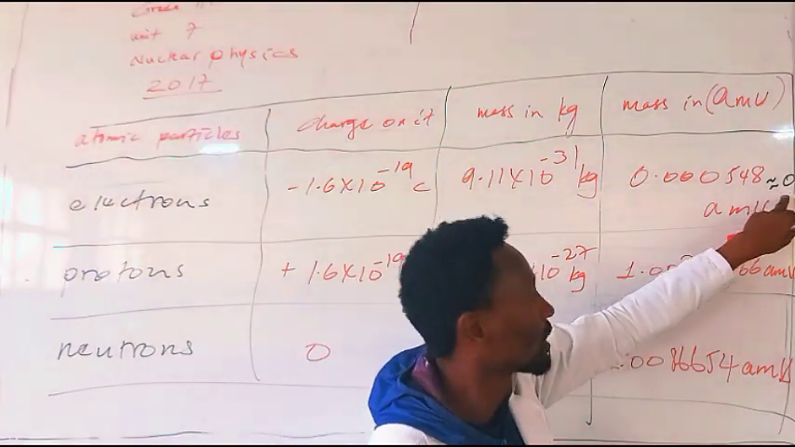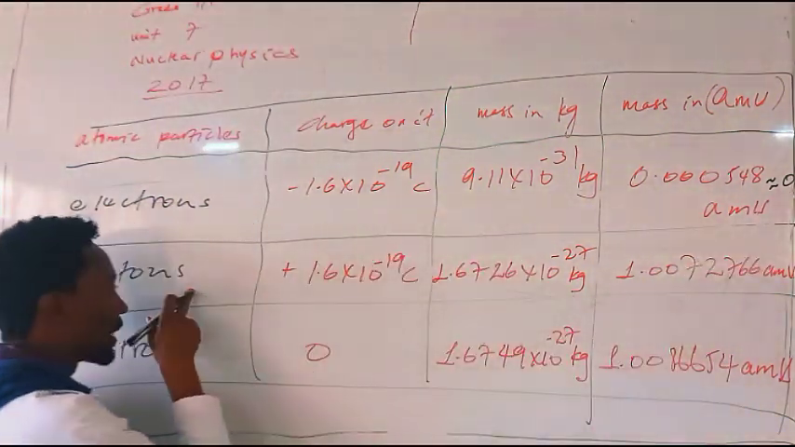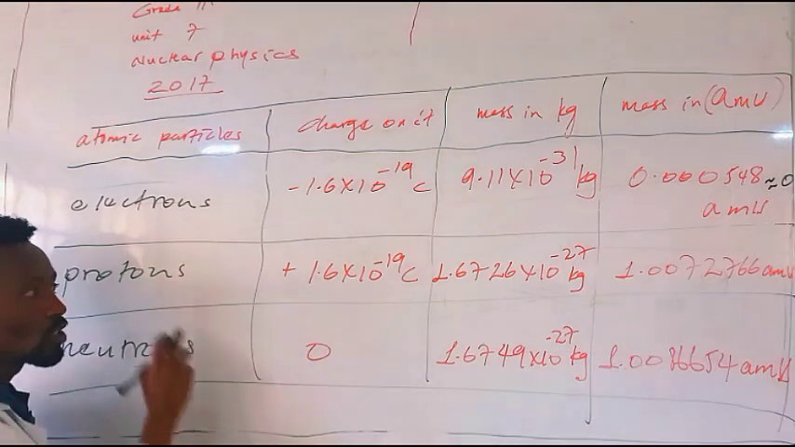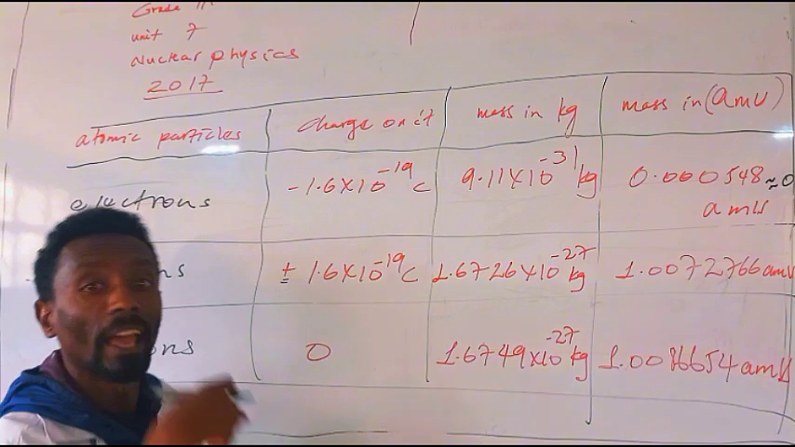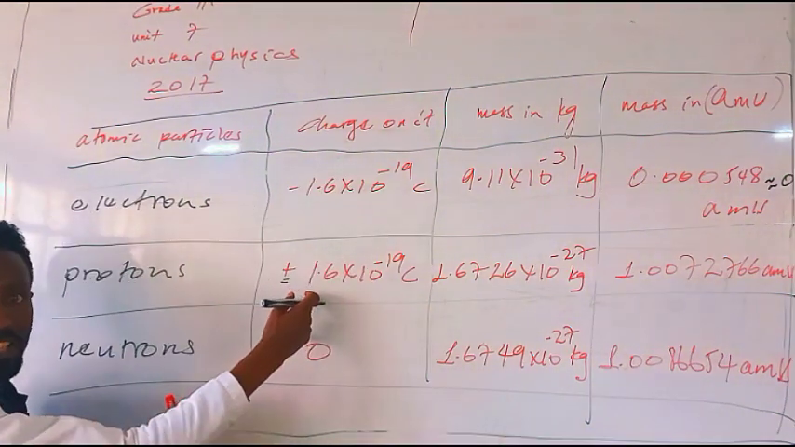Next, the proton is always in the nucleus and carries a positive charge. That charge is equal to that of the electron, but opposite in sign.